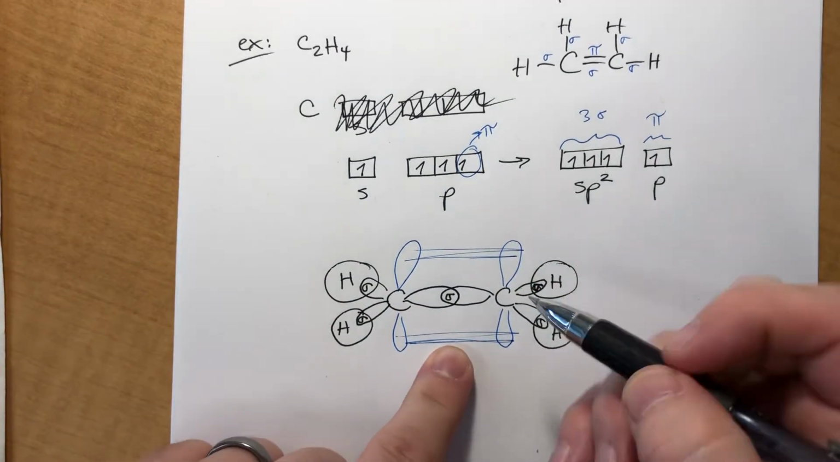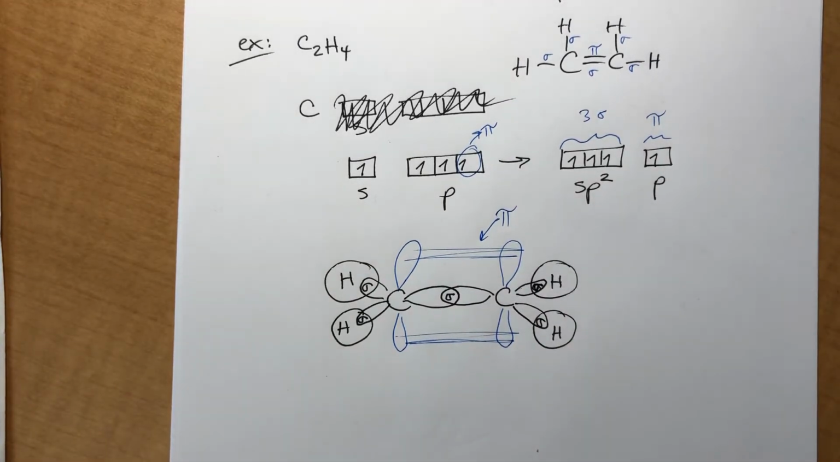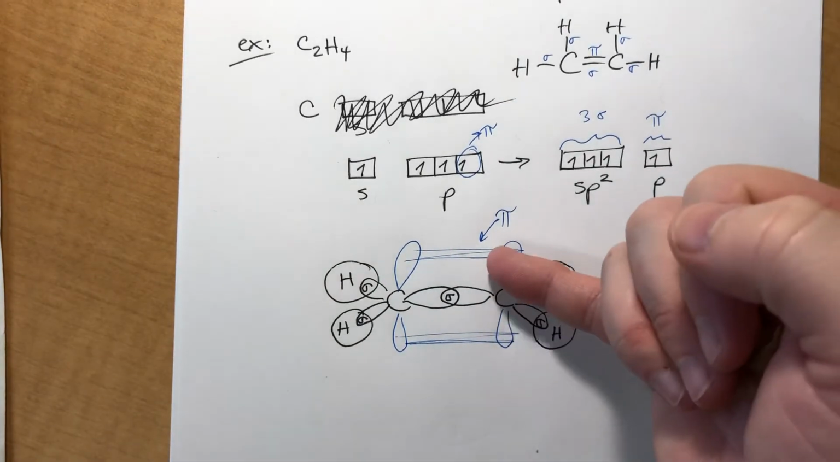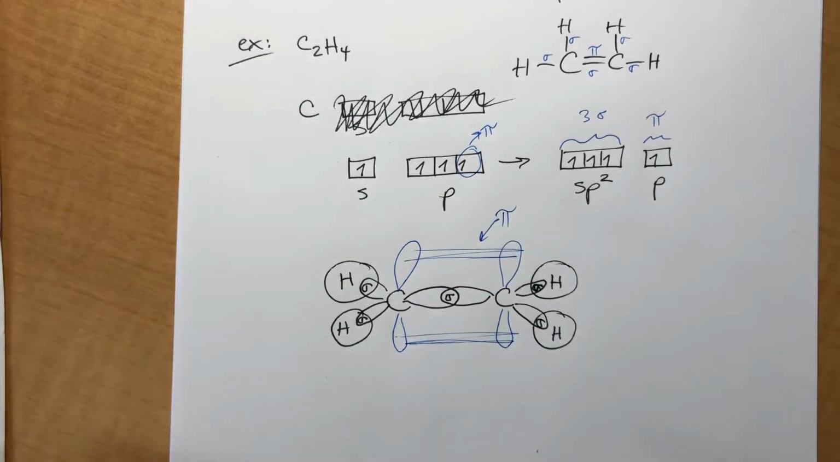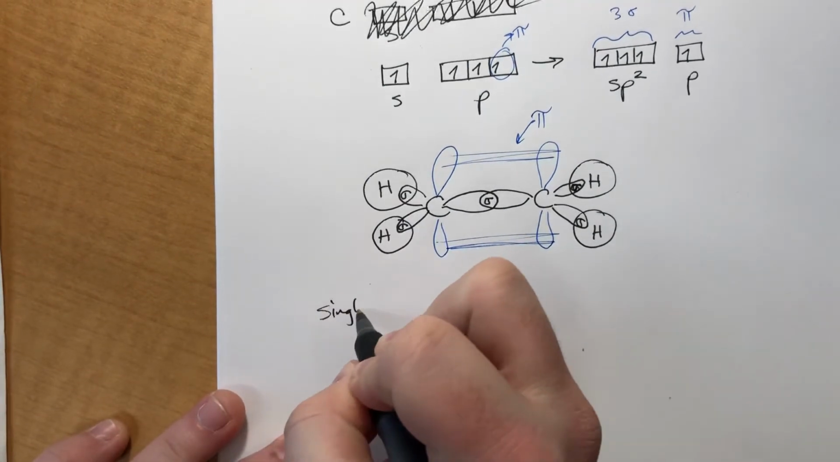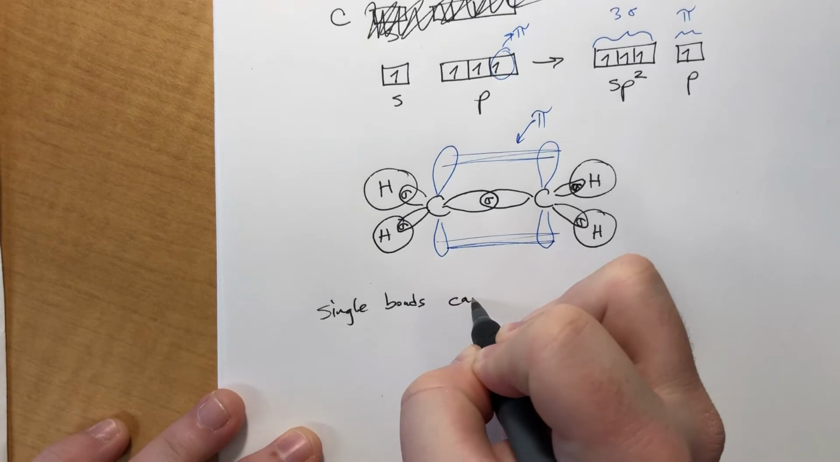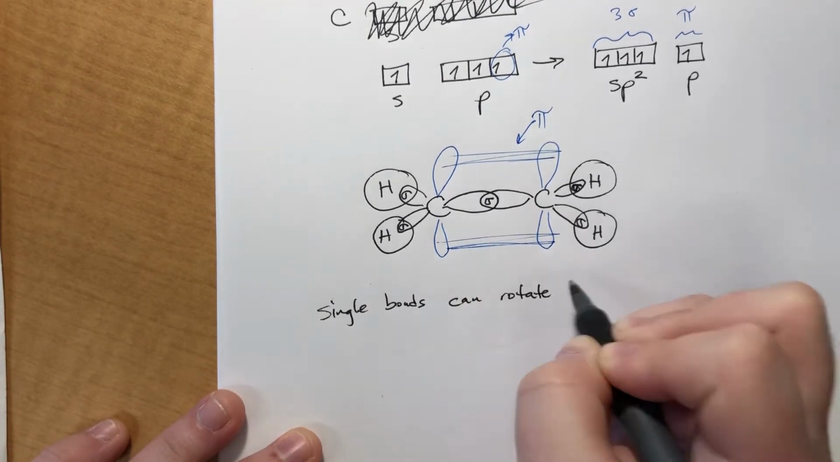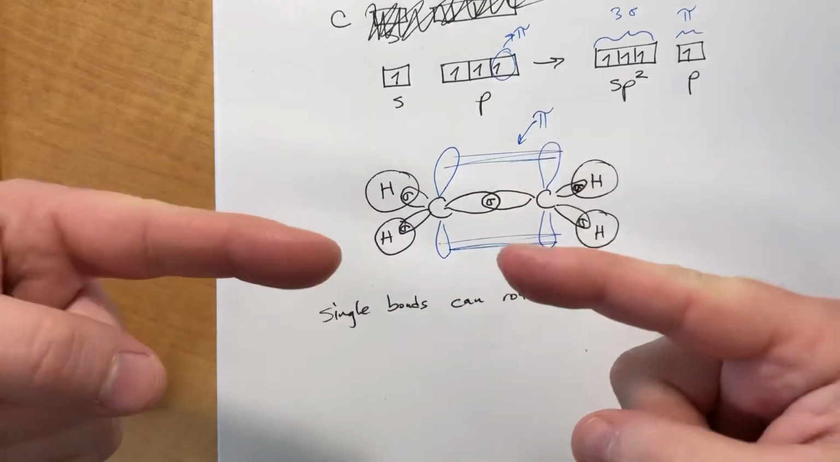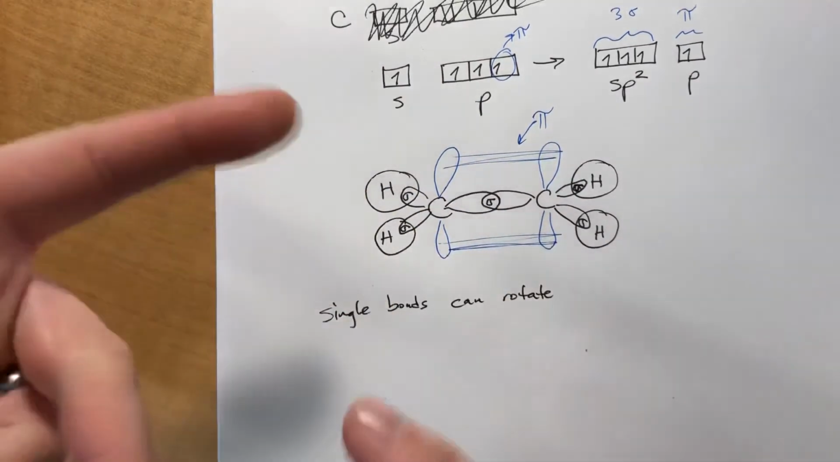This is only one pi bond. Okay. So even though the electron density is above and below, it counts as one pi bond. One thing I will point out is that single bonds can rotate. So what I mean is if you have two things overlapping end to end, they can twist. Okay, they can rotate.